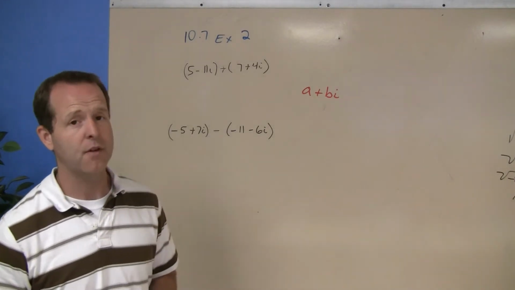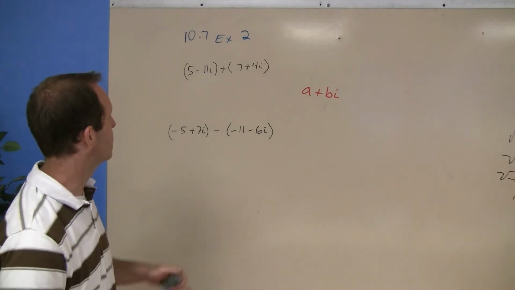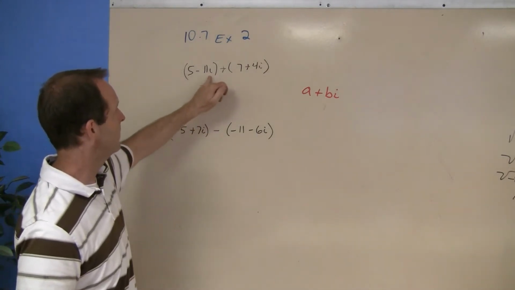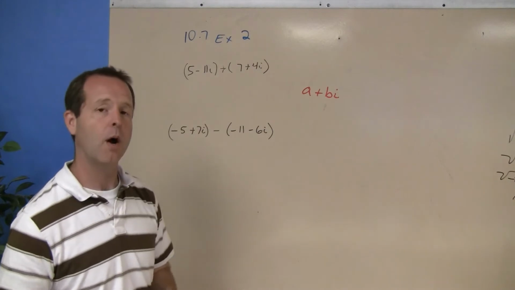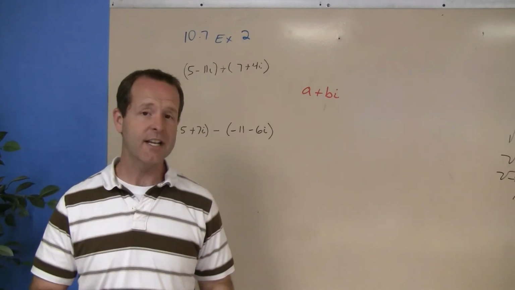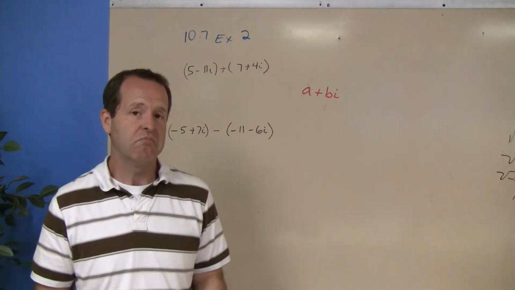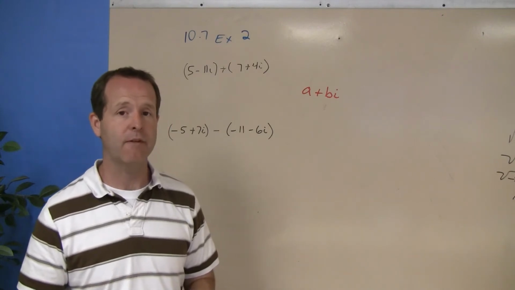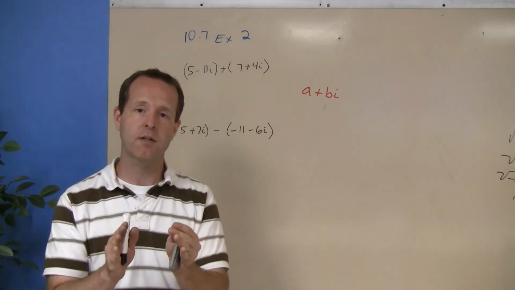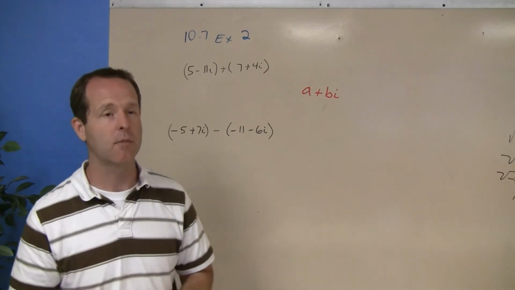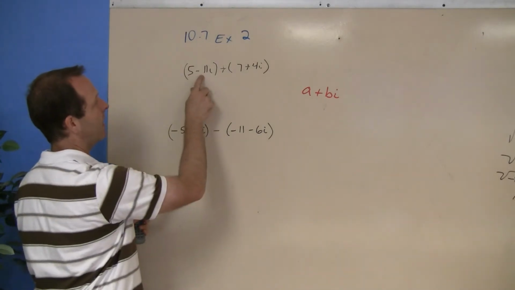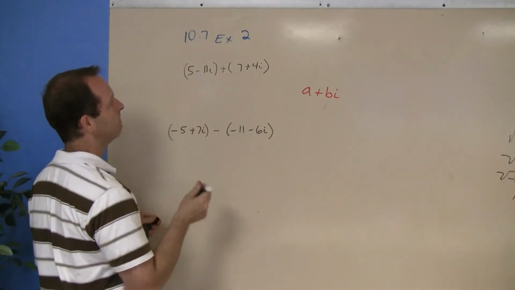Well, the examples I have on the board are some complex numbers: 5 minus 11i and then 7 plus 4i. We can add and subtract complex numbers pretty much using the same rules as we had before. We can only add real parts to real parts and imaginary parts to imaginary parts. So 5 minus 11i plus 7 plus 4i.